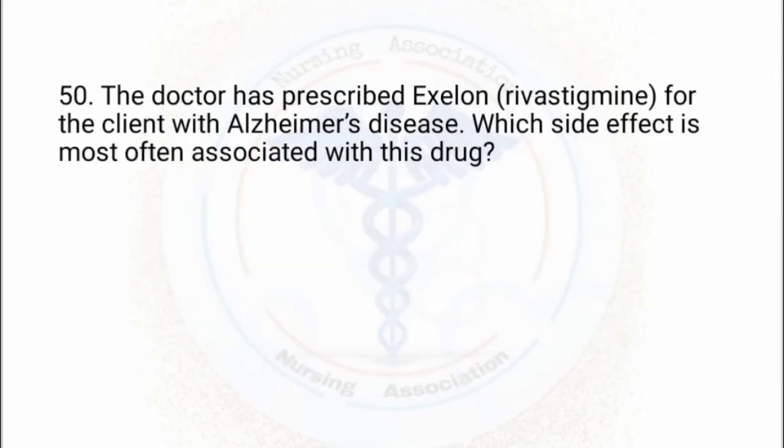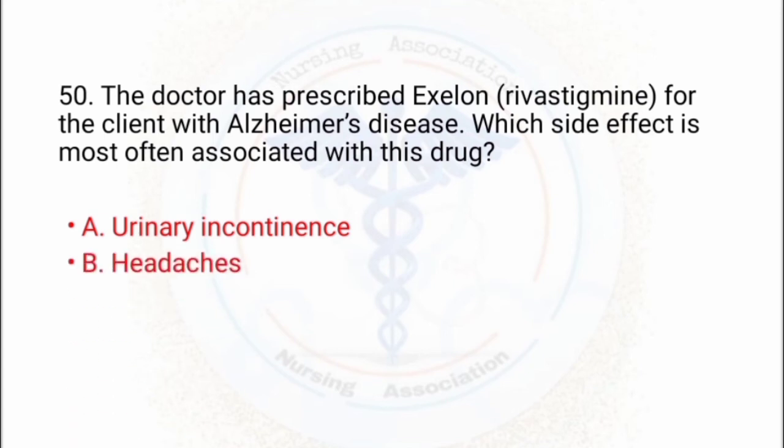Further moving to 50th question, the doctor has prescribed Exelon for the client with Alzheimer's disease. Which side effect is most often associated with this drug? Option A, urinary incontinence. Option B, headache. Option C, confusion. Option D, nausea. Let's see the correct option, and the correct option is option D, nausea.